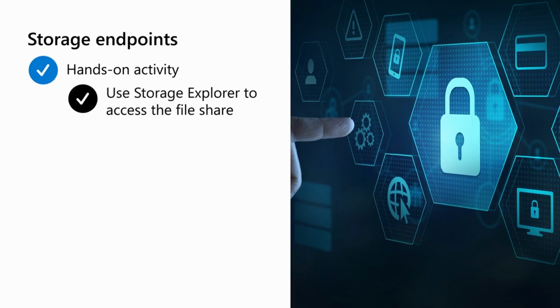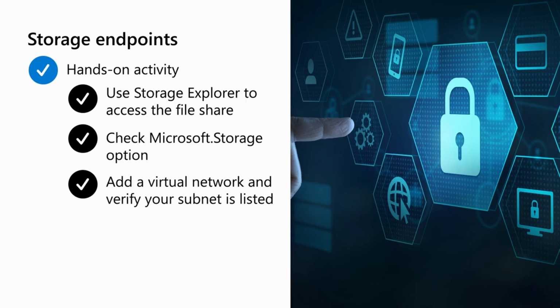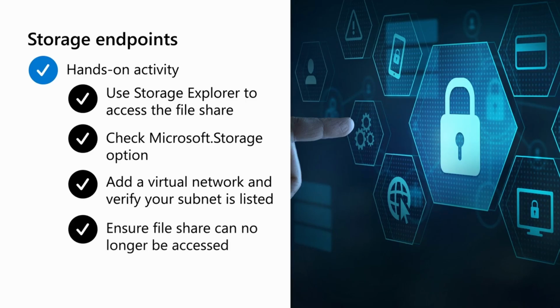Use Storage Explorer and the connection string to access the file share. Under service endpoints, check Microsoft.Storage option. Add a virtual network and verify your subnet with the new service endpoint is listed. Check Storage Explorer such that your file share can no longer be accessed.